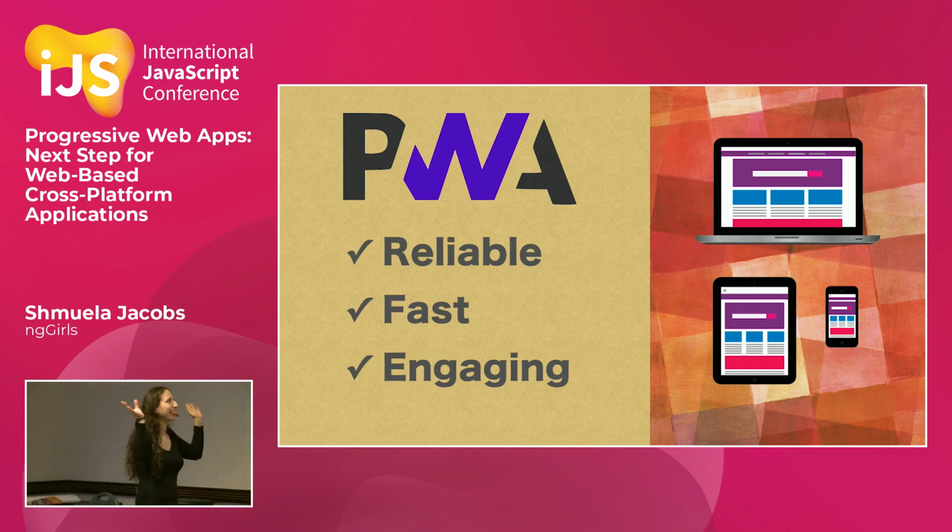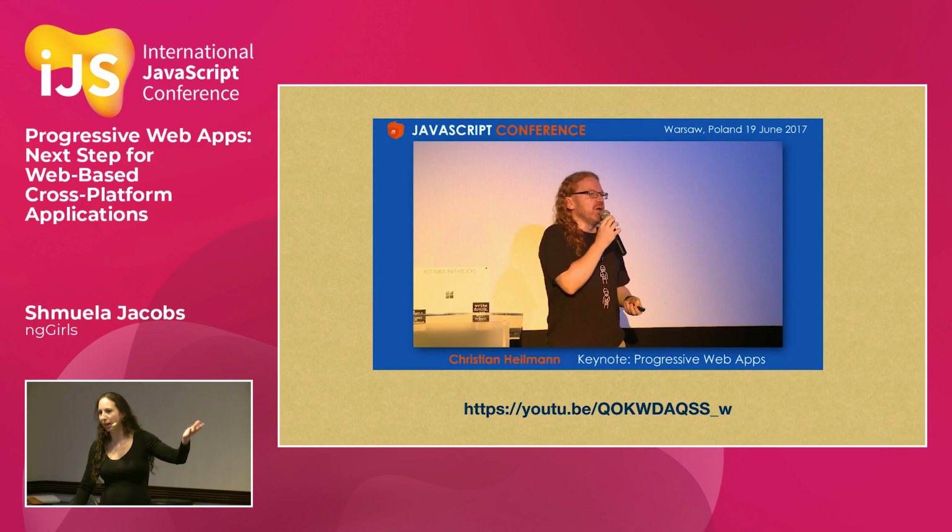These are the three pillars of progressive web applications. We can talk a lot about them, and also go deeper into what it means, what characteristics will help us with being reliable and fast and so on. A really good talk about this is given by Christian Heilmann.